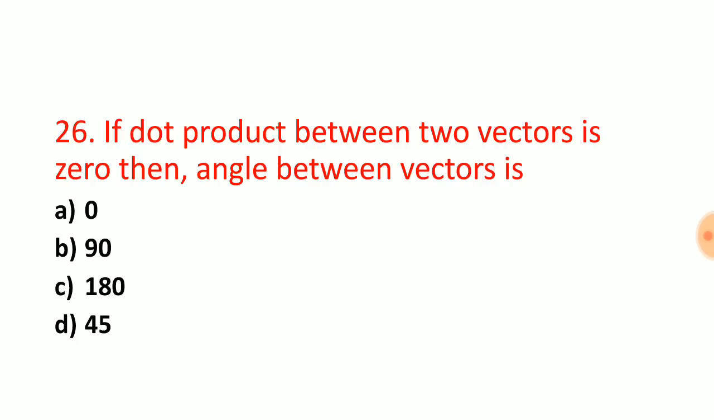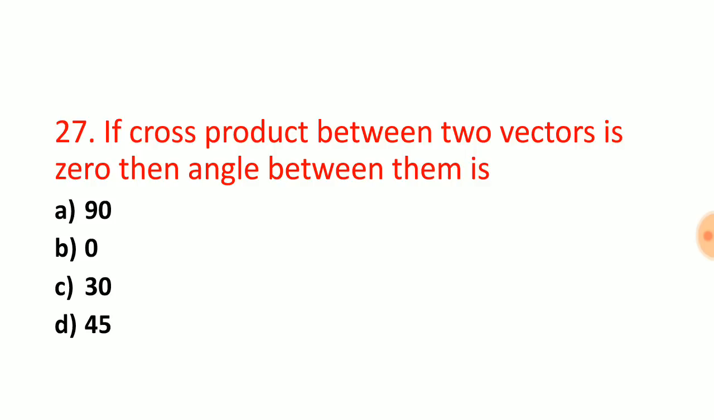Question number 26. If dot product between two vectors is 0, then angle between the vectors is 90 degree. We already know this. A dot B is equal to AB cos theta. So if cos theta is 0, then angle must be 90 degree. If you are confused with dot product and cross product, then see my video on dot and cross product. If the cross product between two vectors is 0, then angle between them is 0 degree.